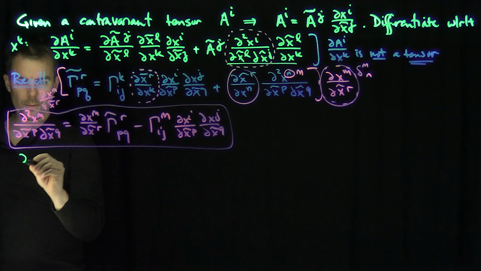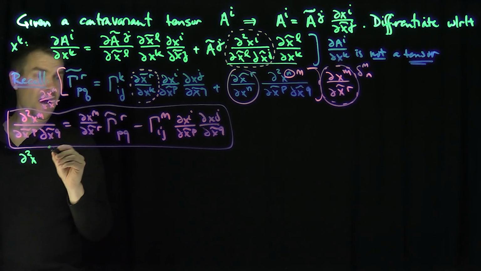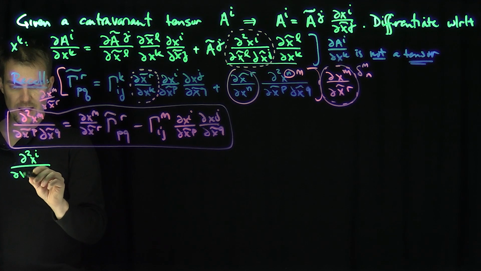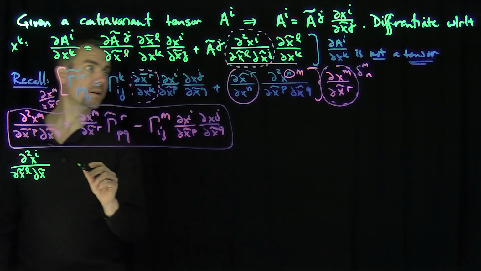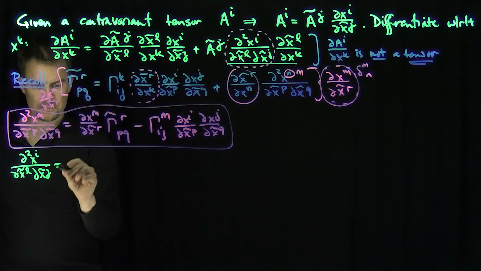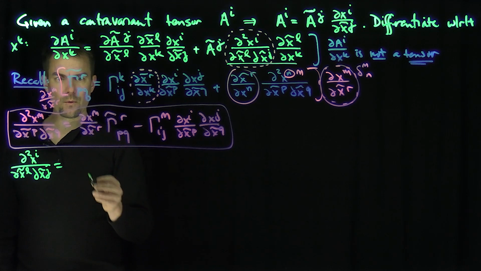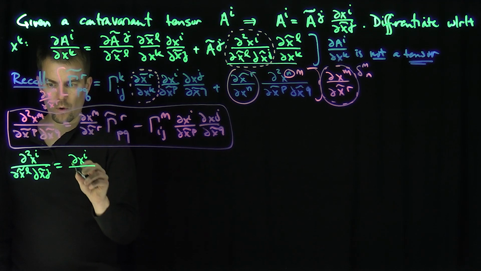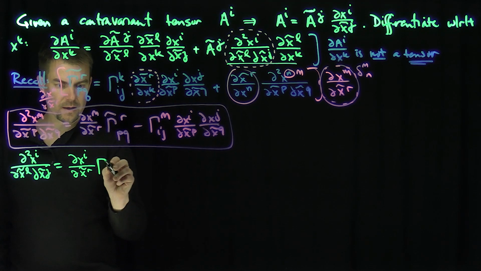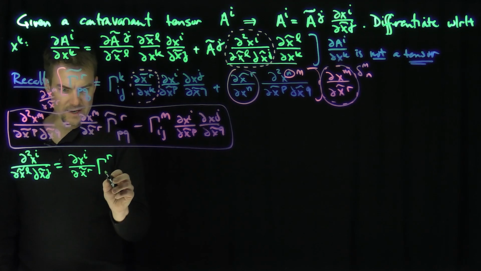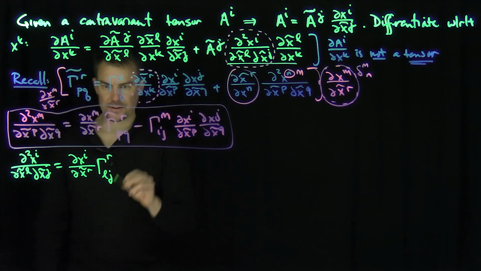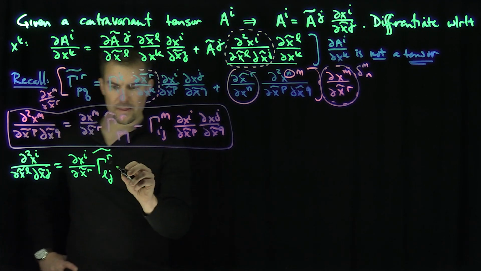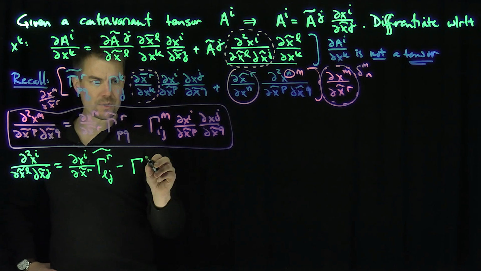So what would ∂²x^i/∂x̃^l∂x̃^j be? Well, my m is now i, so it'd be ∂x^i/∂x̃^r, there's no, r is a dummy index over here, times Γ̃^r, my p and q are j and l, those are tilde components, and minus Γ^m. We know that m is equal to i.